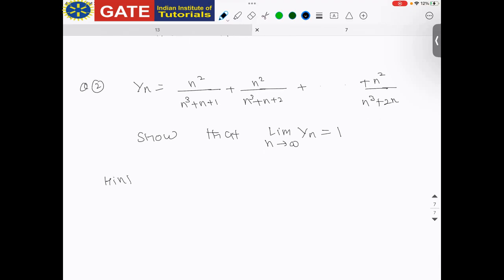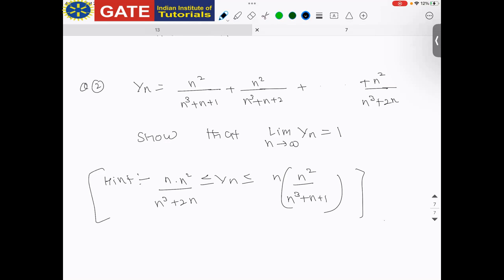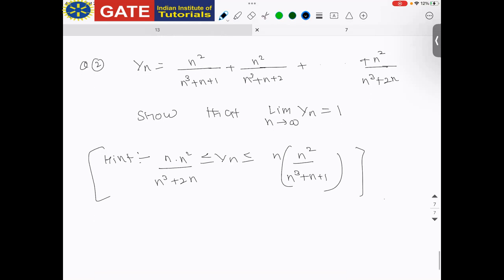Hint: yn is less than or equal to n into n square by n cube plus n plus 1, and greater than or equal to n into n square by n cube plus 2n. So if you can prove this, then you are done. So take your time and think about this.